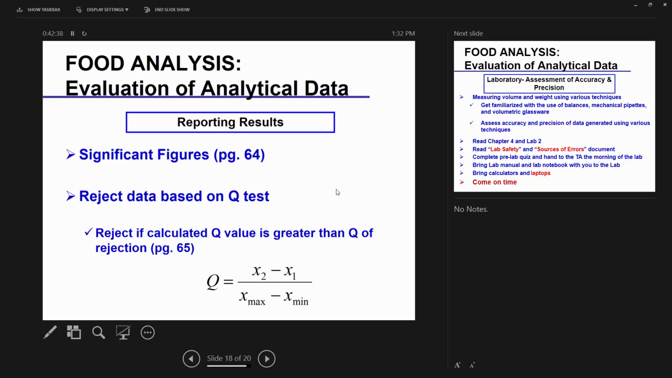Why do you just use 1? Because in the lab next week, we're going to learn about always the last figure is a rounded figure. Like say, if the balance reads 4 decimals after the point, the last decimal is rounded. So we only trust for sure the first 3.